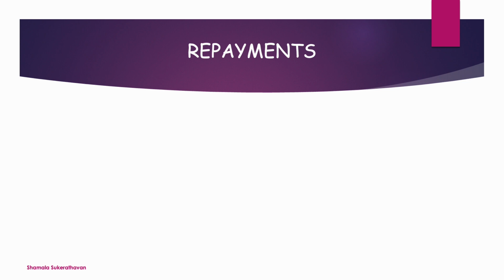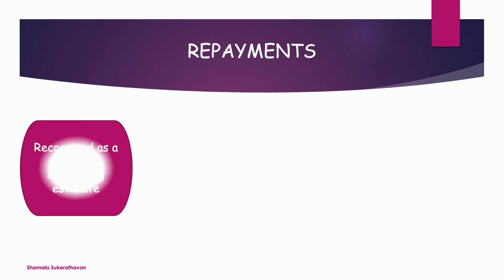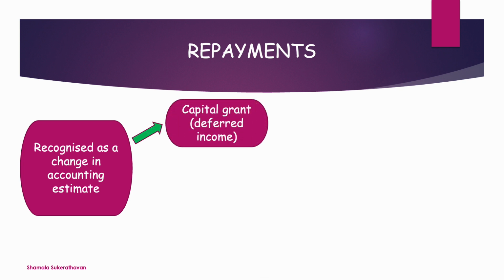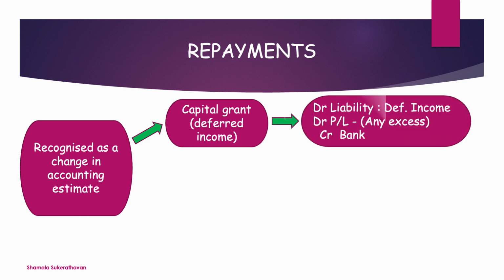In such a case, the amount repayable should be accounted as a change in accounting estimate in accordance with IAS 8, Accounting Policies, Changes in Accounting Estimates, and Errors. If the grant is related to assets and the entity has adopted the deferred income approach, any amount repayable is first debited to deferred income to de-recognize the liability with any excess charged to the profit or loss immediately.